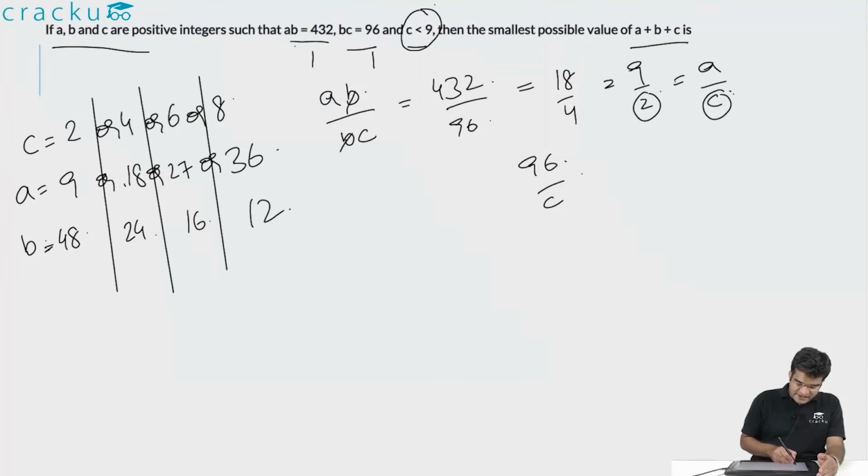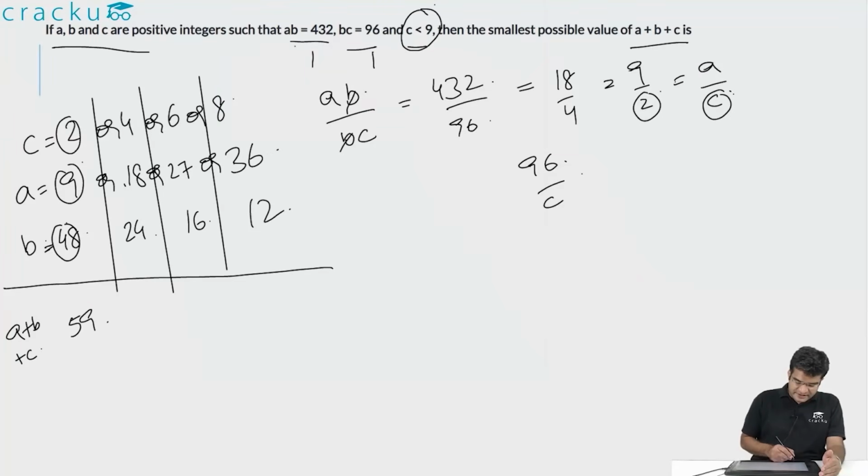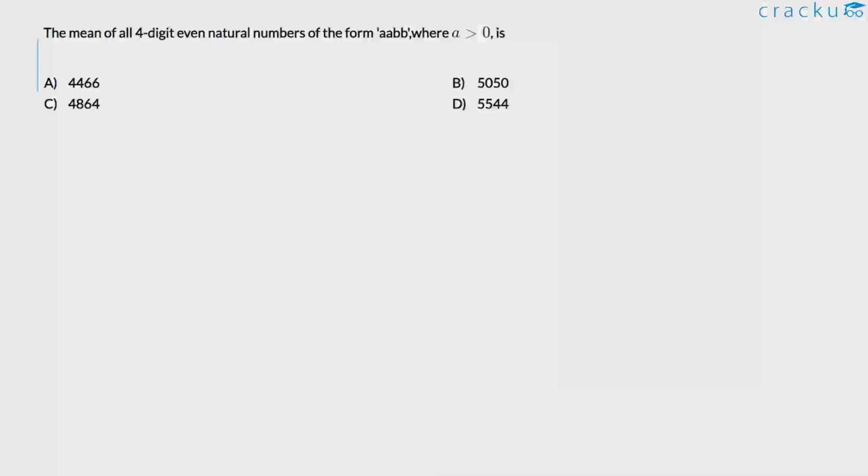Now we'll calculate the value of a plus b plus c in each of these 4 cases and then find out which of them is the minimum. So if you're trying to calculate the value of a plus b plus c, in the first case it is 2 plus 9 plus 48, so that is equal to 59. In the second case it is equal to 24 plus 18 is 42 plus 4 is 46. In the third case it is 27 plus 16 is 43 plus 6 is 49. And in the last case it is 36 plus 8 plus 12, so that is equal to 56. So the smallest possible value is equal to 46.